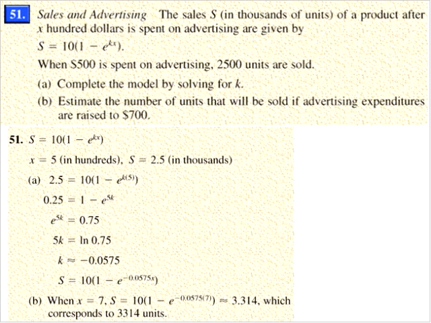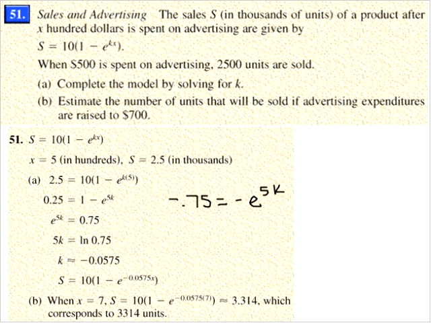The last one, we need to complete the model by solving for k first. So let's plug in what we know. They're going to let x equal 5 in hundreds and 2.5 in thousands when we solve for k here. They start by dividing each side by 10 to get 0.25 equals 1 minus e to the 5k. Then subtract 1 from both sides to get negative 0.75 equals negative e to the 5k.